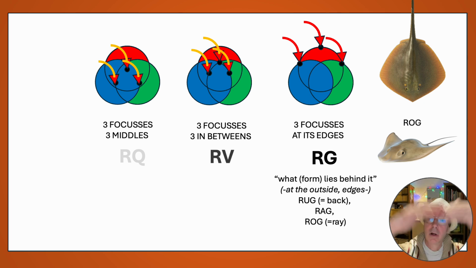So it's at the edges. It's even behind everything. It's at the back. You see the back of the ray is the most dominating thing. The back of the back itself, the rug, the rog. Both have the emphasis on the back, and the rack also has an emphasis on the outside.